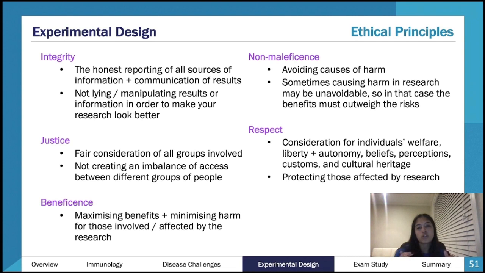Beneficence. So beneficence and non-maleficence are sometimes confused. Beneficence means doing the most good and non-maleficence means doing the least bad, basically. So beneficence, you're always thinking about promoting benefits, always doing good. And then non-maleficence, you're just wanting to avoid harm. You're wanting to not cause any negative consequences along the way, basically. And respect, I'm sure you guys are all familiar with respect.